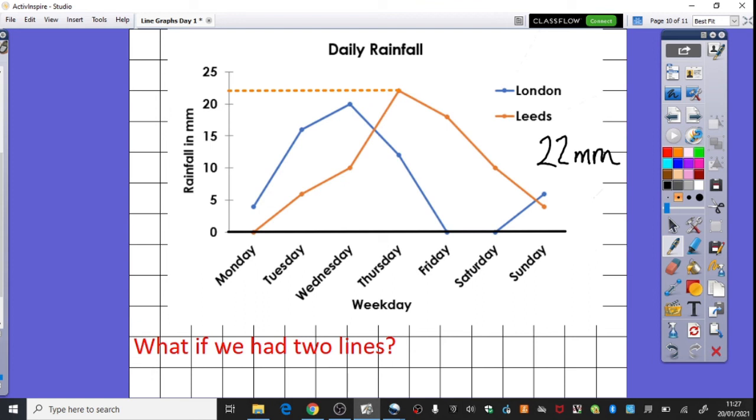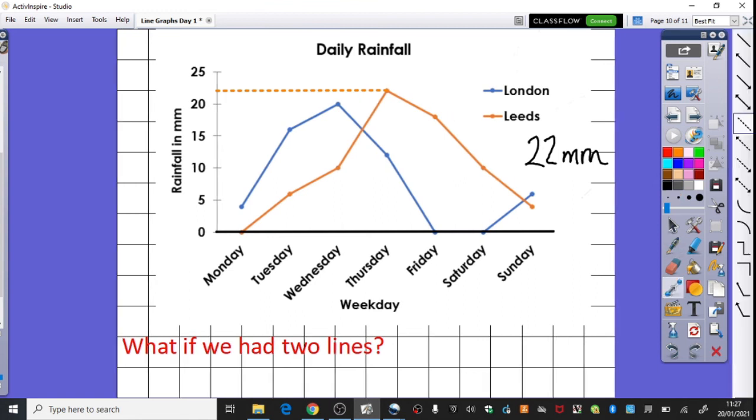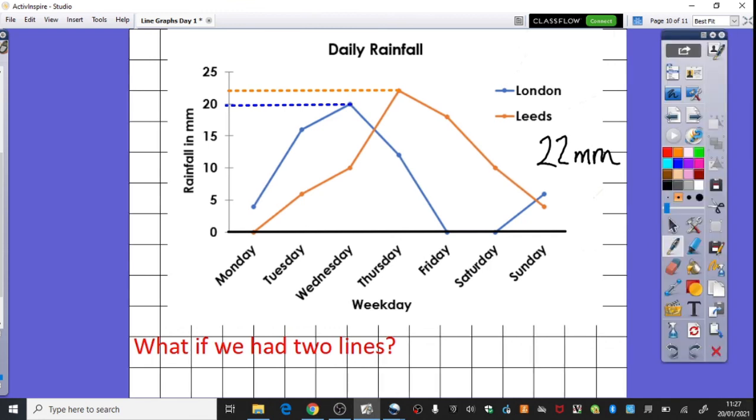It might ask me what's the difference between the largest rainfall in Leeds and the largest rainfall in London. So again, let's find the largest rainfall in London, put that across, it's roughly 20. So if in London the rainfall is 20 millimetres, what's the difference between the two? The difference between the two is 2 millimetres. So you might get asked questions where you have to find the difference. Which is the largest, which is the smallest?